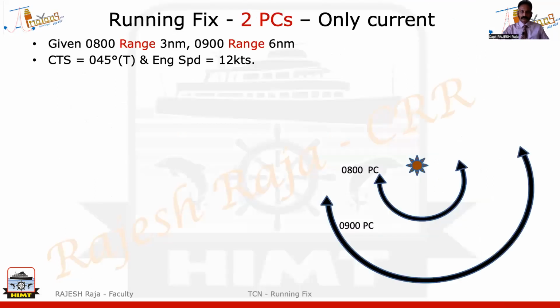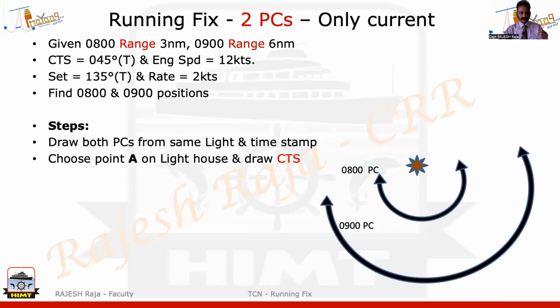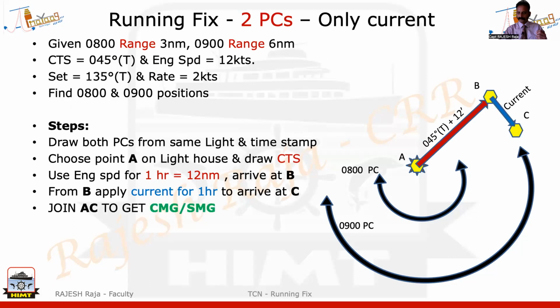Okay. Now, again, just like the PLs, I'm introducing the first environment, which is your current. So let us look at the current. I'm introducing 135 and 2 knots. Earlier process, everything is similar. So I'm choosing alpha at the lighthouse or the first source, drawing alpha and bravo based on the time duration, and here it is 1 hour. Remember, from bravo, I need to apply my current now for 1 hour. So it's going to form a 1 hour triangle.